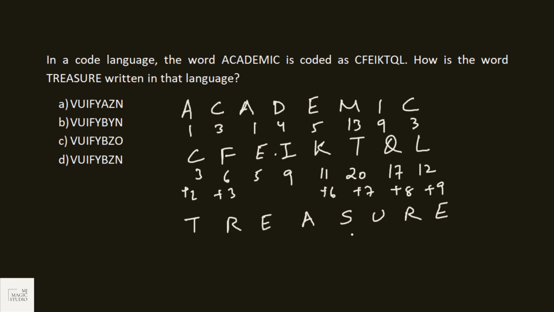So TREASURE. Now, when I was writing this, I can see the options also. I can see in the option VUIFY. VUIFY is common to all the four options. So we need to only cater to the last three and check.